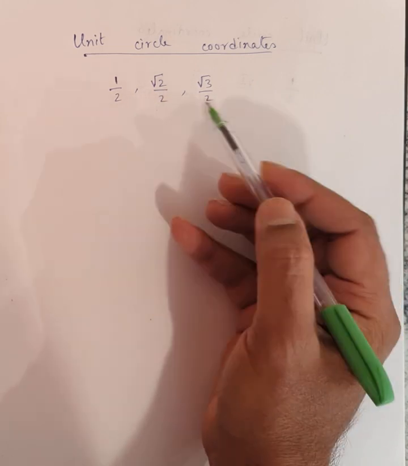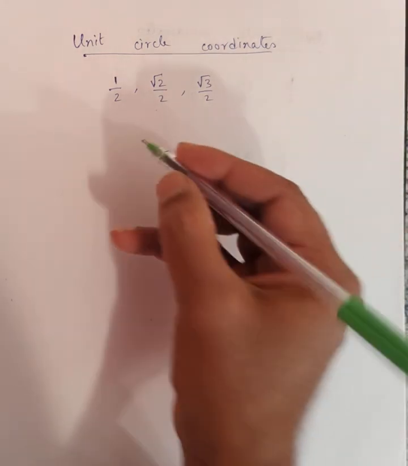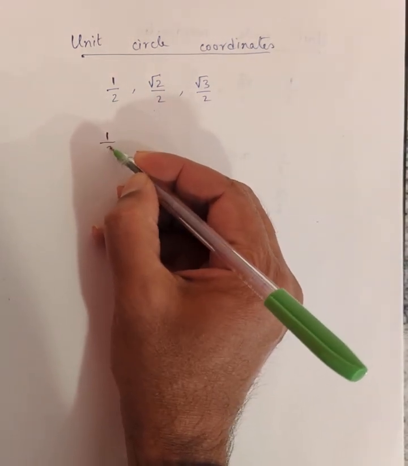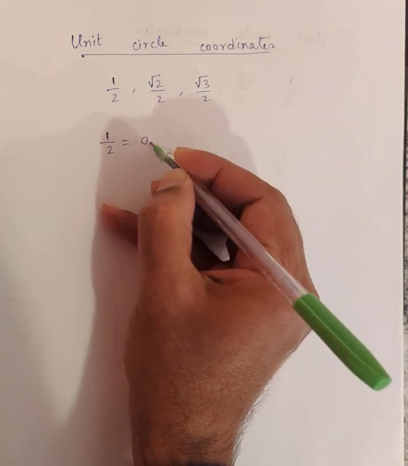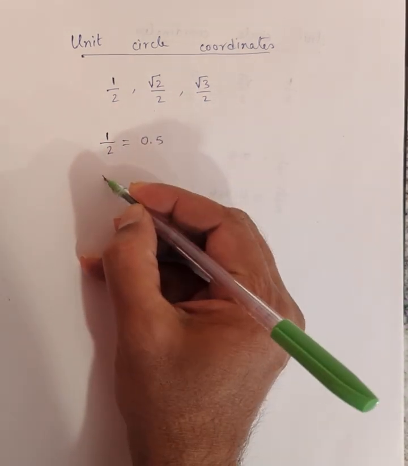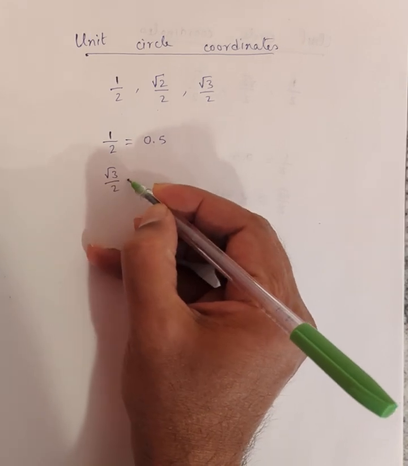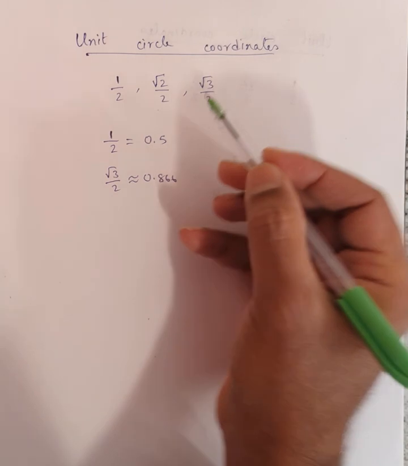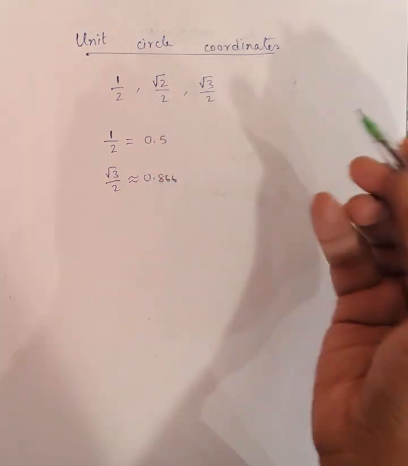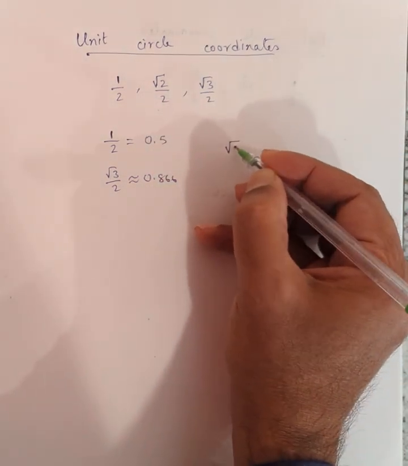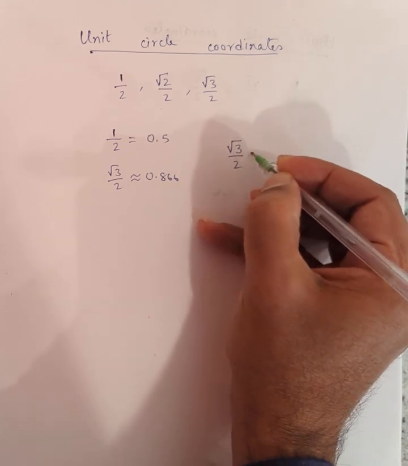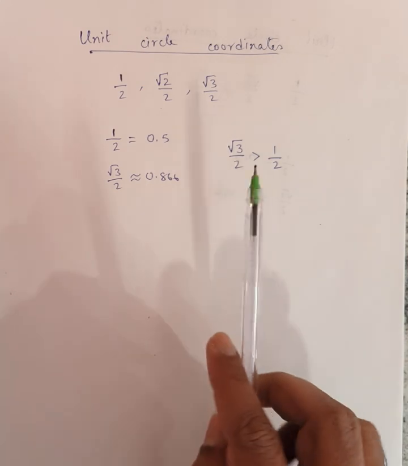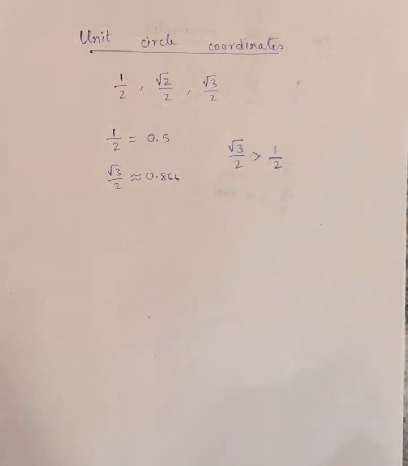Now, half and root 3 over 2, they appear in pairs. So it's important to know their relative sizes. 1/2, we all know, is 0.5. Root 3 over 2 is about 0.866. So root 3 over 2 is bigger than 1/2. So that's what I want to write here. Root 3 over 2 is bigger than 1/2. And that information we want to remember.